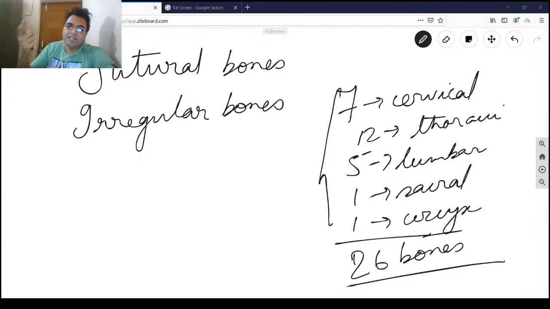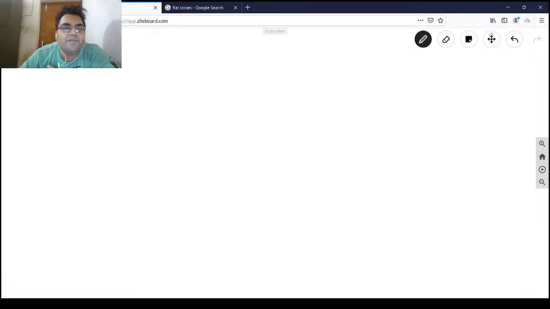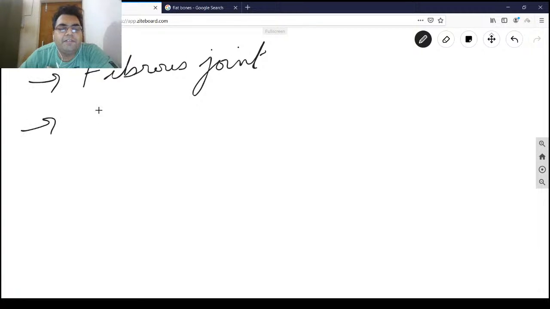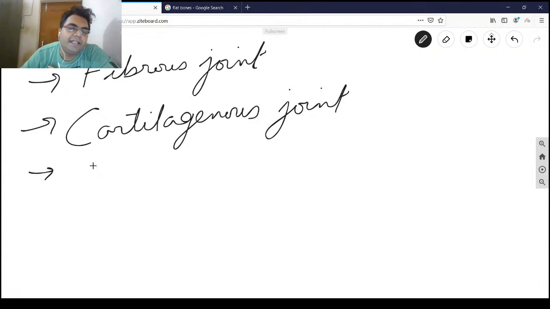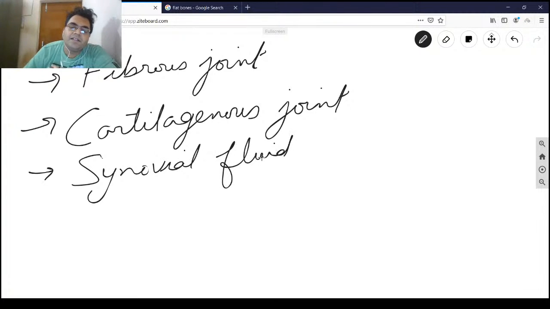Sometimes some questions are there from 1995 and all, so those things are still asked sometimes. So I'll just give you two classifications of those joints. As per your NCERT, just go with this configuration: fibrous joint, then cartilaginous joint, then synovial joint. Synovial fluid, synovial joint.